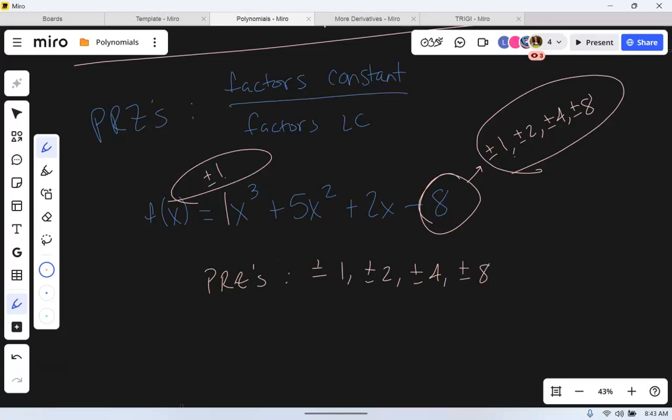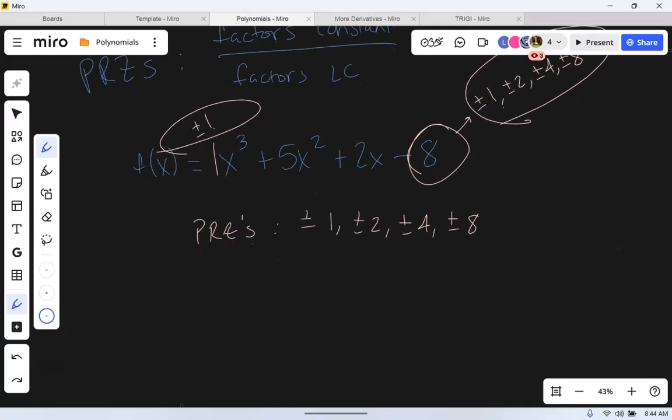If there were another number here, like let's imagine there was a 3, I would take all of these numbers and then also divide them by 3. So 1/3, 2/3, 4/3, 8/3. Okay. So depending on how many factors you have, that's how many your possibilities begin to increase exponentially. Right now, I just want you to focus on when you write these. You'll have a question on your test that just says list them, not find the actual zeros, but list the possible zeros.